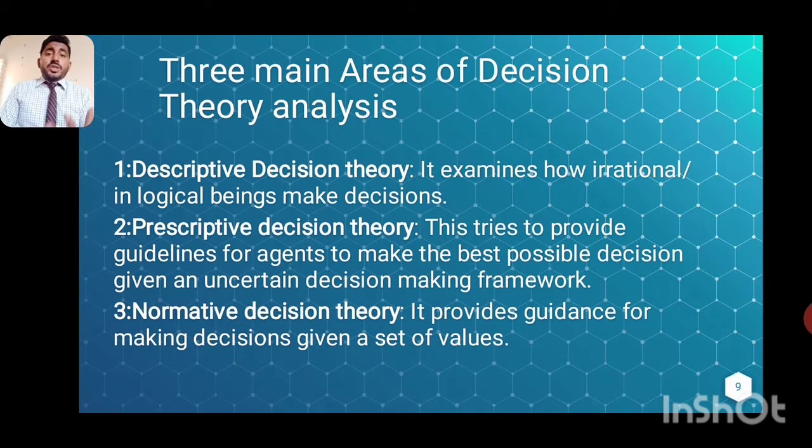Three main areas of decision theory analysis. Number first, descriptive decision theory. It examines how rational and logical beings make decisions, in conditions where we don't understand whether it is good or bad. Prescriptive decision theory tries to provide guidelines for agents to make the best possible decisions given an uncertain decision making framework. It provides a guideline to the agent to make a possible decision.